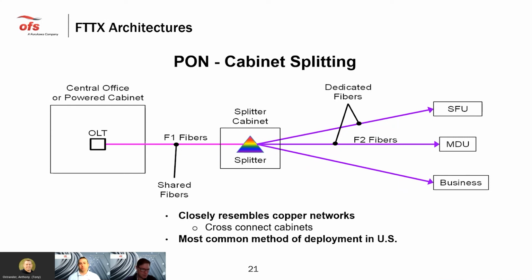And a lot of it, I think, has to do with the fact that it mimics very closely the old copper networks. So again, somebody orders service, your technician goes out, he's going to run his jumper on the splitter cabinet, and then go out to the end customer and get things turned up and running.